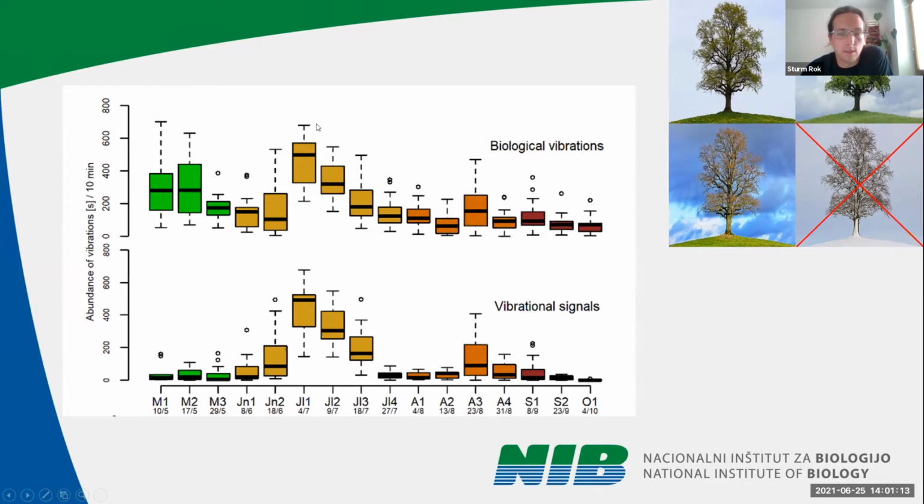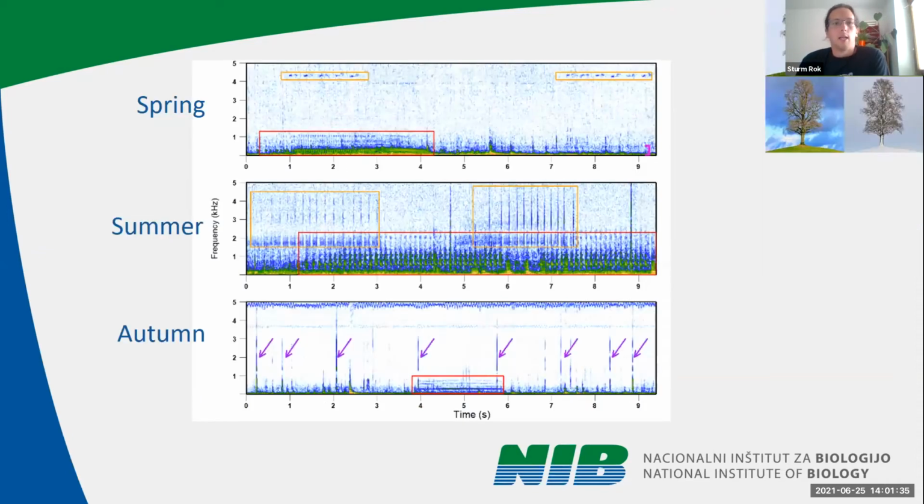And the highest abundance was reached in the beginning of July, but biological vibrations were also high in the spring, but this was due to the vibrational component of acoustic signal. So here are three spectrograms just to show you. The spring one is the top one. Here you can see in yellow the vibrational component of birdsong, and in red it's marked one of the vibrational types. The summer is full of vibrational types, and the autumn, where there were fewer vibrational types and some events that we couldn't really connect to any vibrational signals. They were just there.